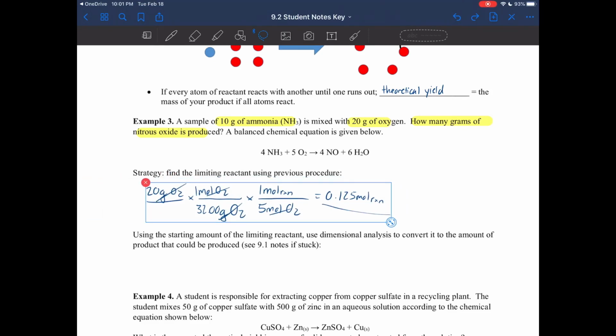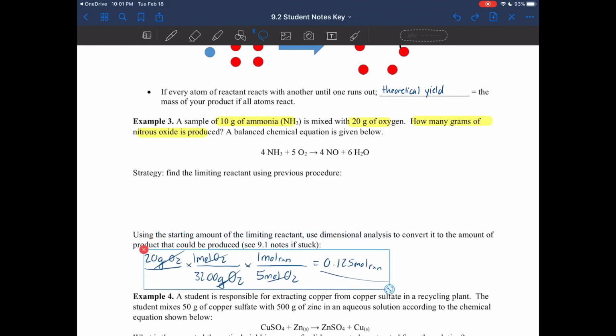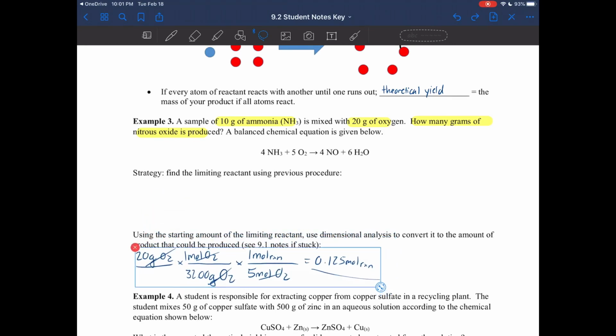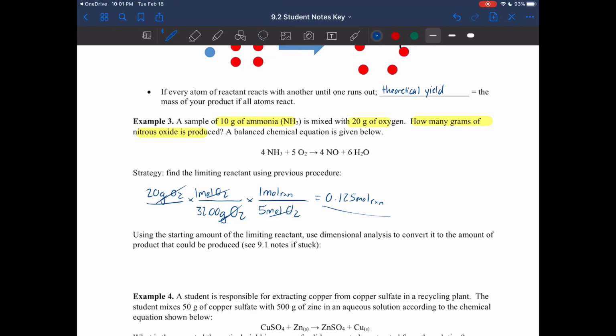So what I'm going to do is I am going to start from here. I'm going to start with finding my limiting reactant. And from finding your limiting reactant, you know that 0.125 moles of reaction occurred here. So I'm going to start with that amount of reactions that happened. I love this unit because you could do things like this. 0.125 moles of reaction that happened. How many grams of nitrous oxide is produced here?